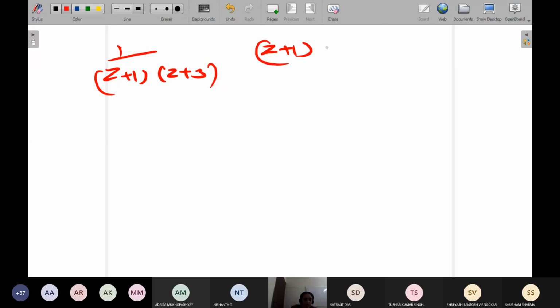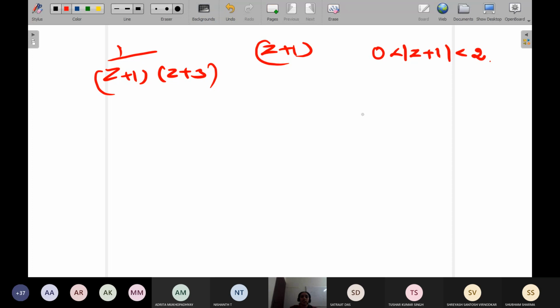Find the Laurent series expansion of the function 1 by (z plus 1)(z plus 3) in powers of z plus 1, for the range 0 less than mod z plus 1 less than 2.